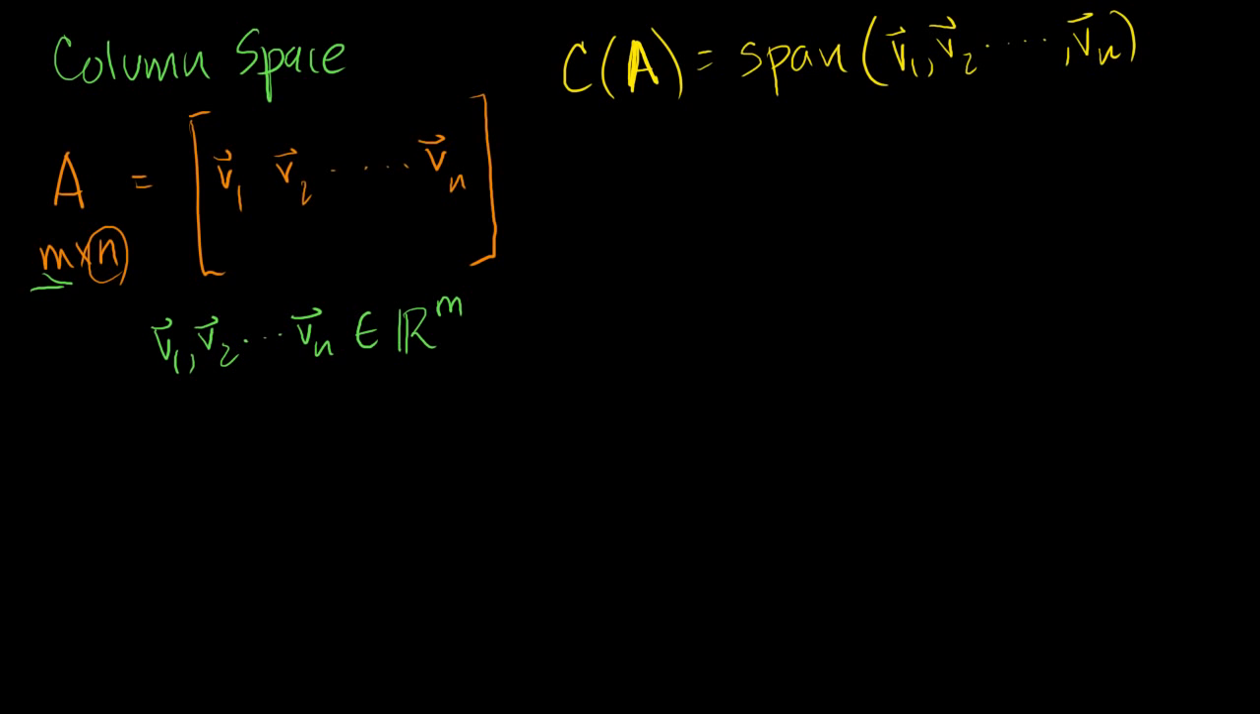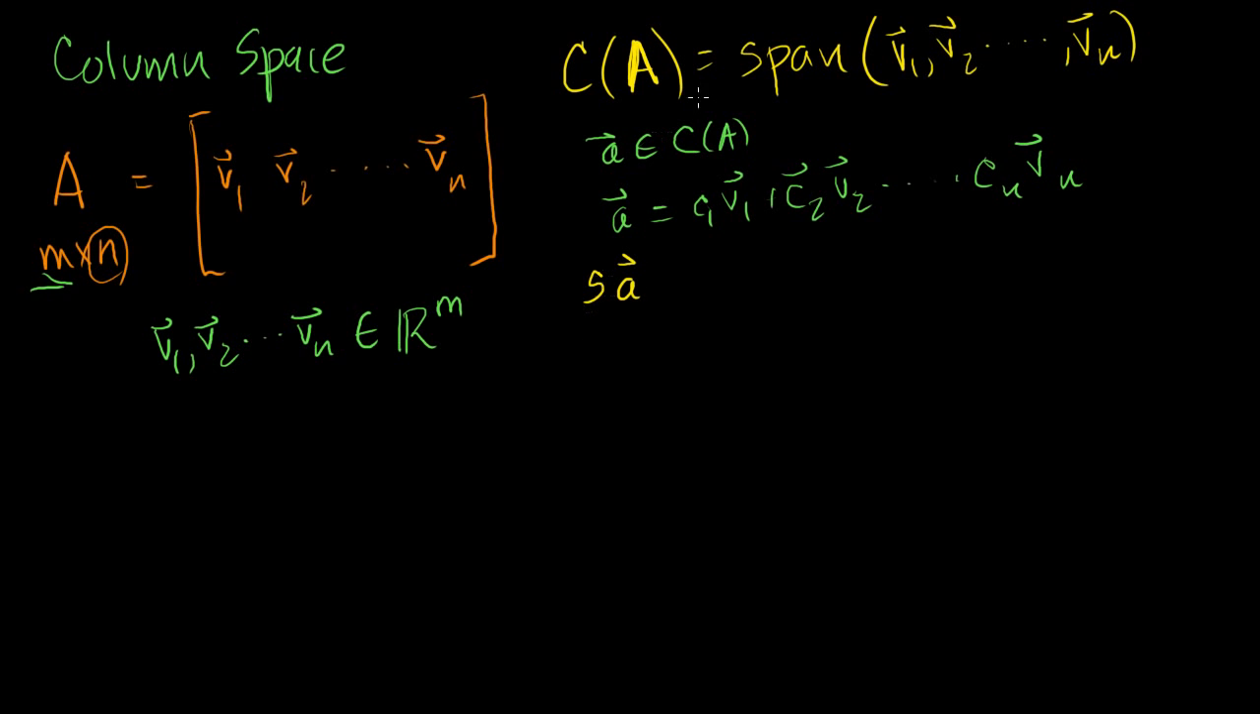Let's say I have some vector a that is a member of the column space of A. That means it can be represented as some linear combination. So a is equal to c1 times vector 1 plus c2 times vector 2, all the way to cn times vector n. Now, the question is, is this closed under multiplication? If I multiply it by some scalar s, I'm just picking a random letter, so s times a, is this in my span?